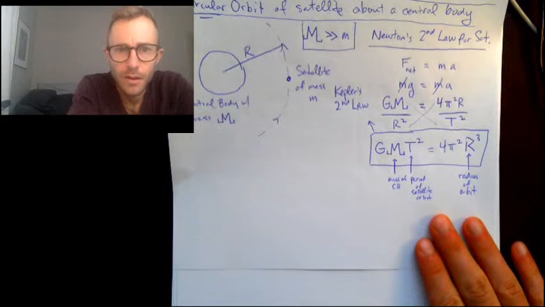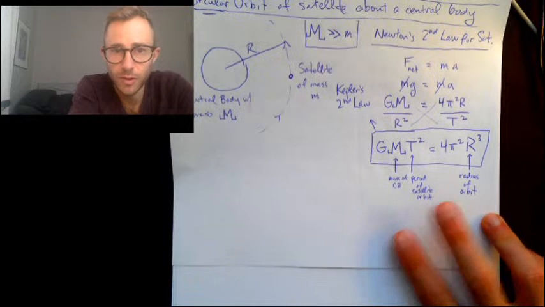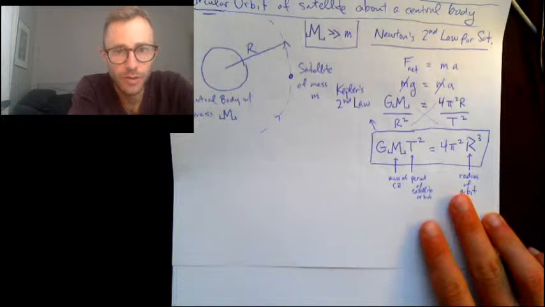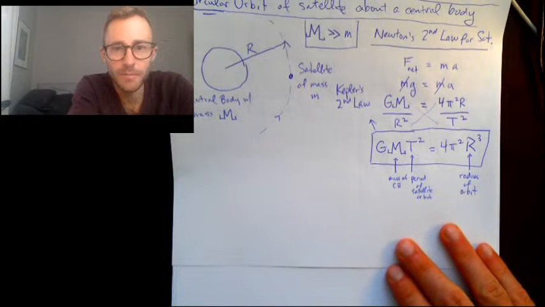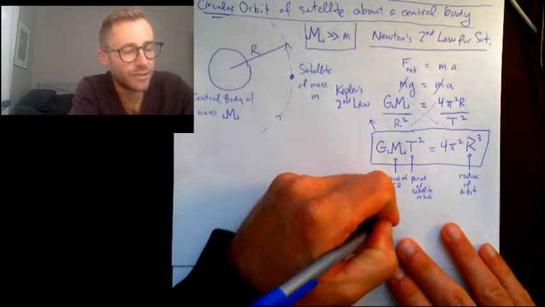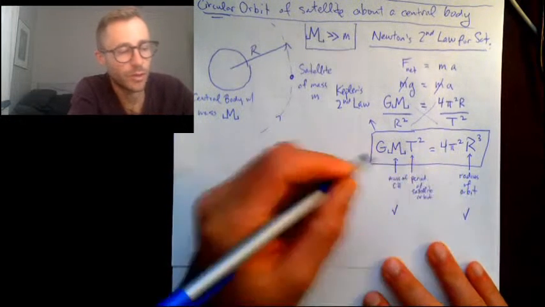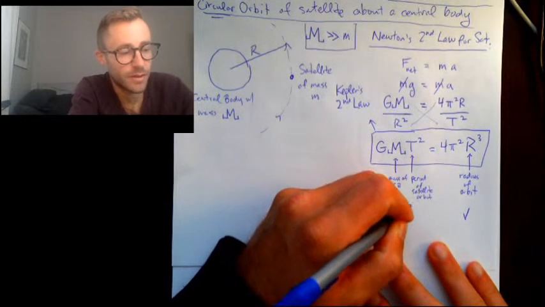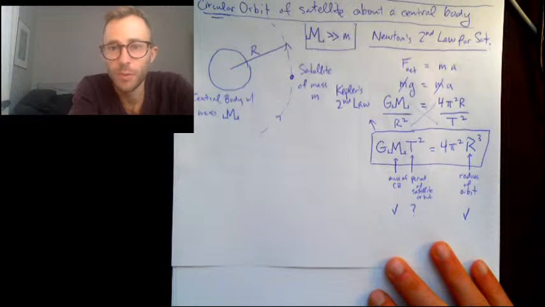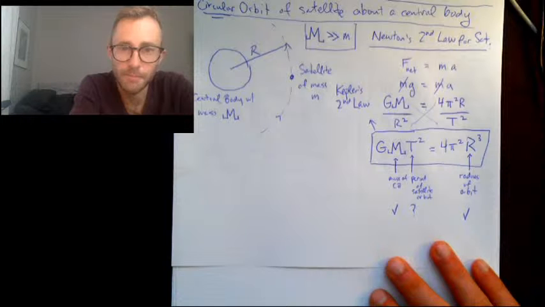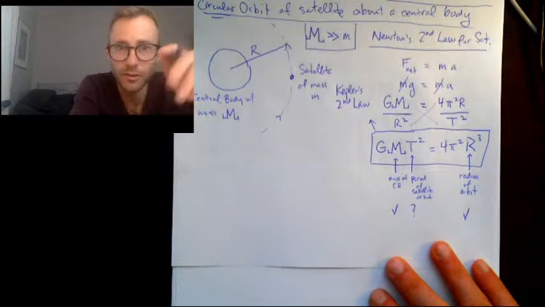So if you know 2 of these variables, you can solve for the third one. Okay. So for example, what if we knew the mass of the central body and we knew the radius of the orbit? We could predict the orbital period.